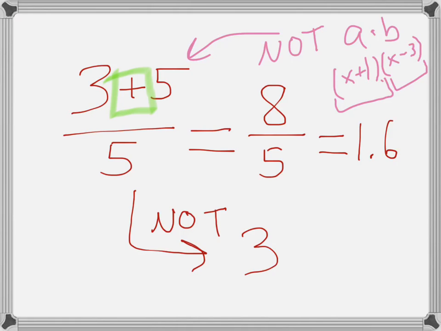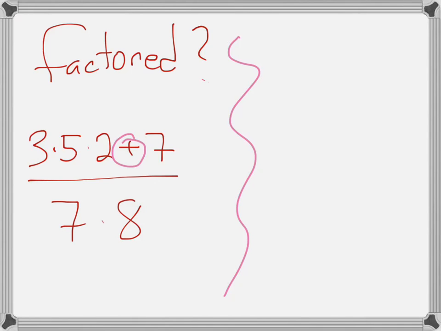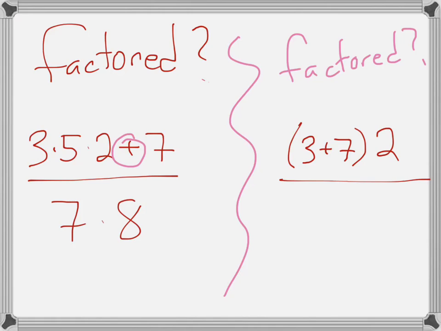So everything needs to be perfectly factored. For example, when I say factored, everything is multiplied. So maybe 3 times 5 times 2 plus 7 over 7 times 8. Is this factored? No, because there's addition. Now let's take a look at another problem. Is this factored? Well, let's take a look at maybe 3 plus 7 times 2 over 4. Well, yes, this is factored because you can write this as one item times another item. Here, on the left side, there is no such way to rewrite that problem as one item times another item without performing some further procedures.